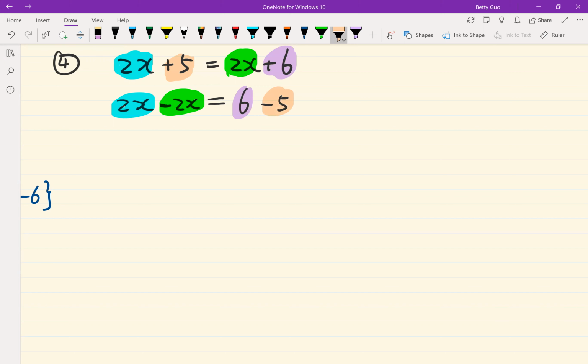So look at the two equations. What happened is we move the green over, flip the sign. We move the orange over to the right, flip the sign. Blue doesn't change because it's still on the left all the time. The purple doesn't change. Positive is still positive, right? Because you didn't change the sign. Okay, very good. Now we have those like terms collected. On the left, we have 2x minus 2x. What is it? It's 0, right? Yeah, 2x minus 2x is 0. On the right, 6 minus 5 is 1. Is 0 equals 1?